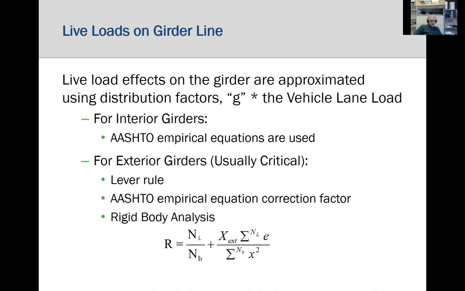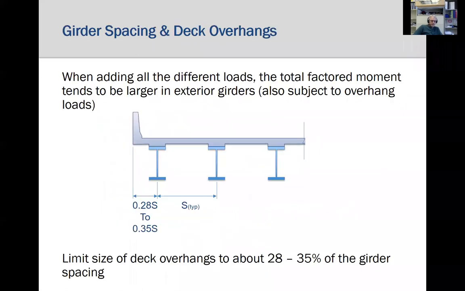These requirements for the exterior girder are why live load distribution factors are one of the tricky parts of steel bridge design. As a result of using these more accurate assumptions for the distribution of dead and live load to the individual girders in the cross section, the exterior girders will typically be assigned more total factored moment than the interior girders. In general, if the deck overhang is too large, the exterior girders will be critical and will be required to be larger than the interior girders, which leads to uneconomical designs.